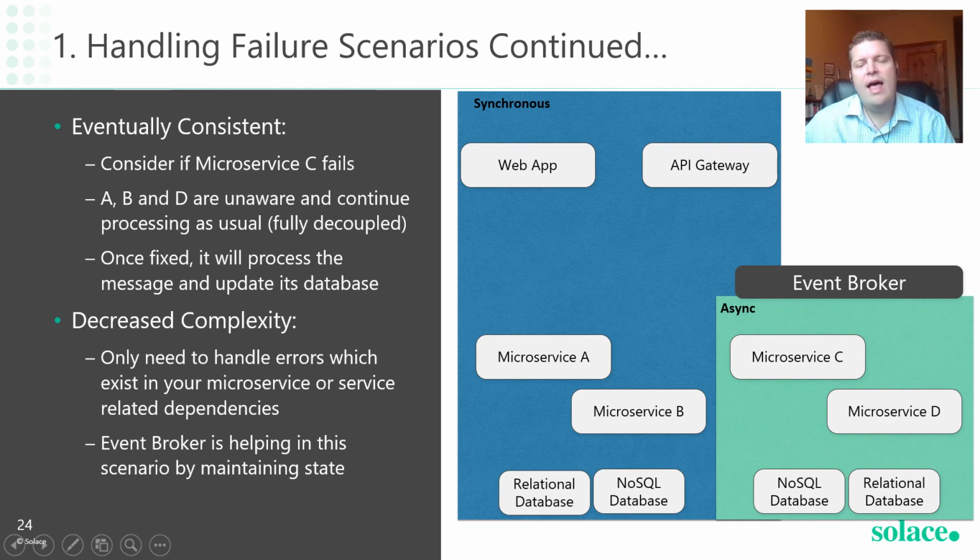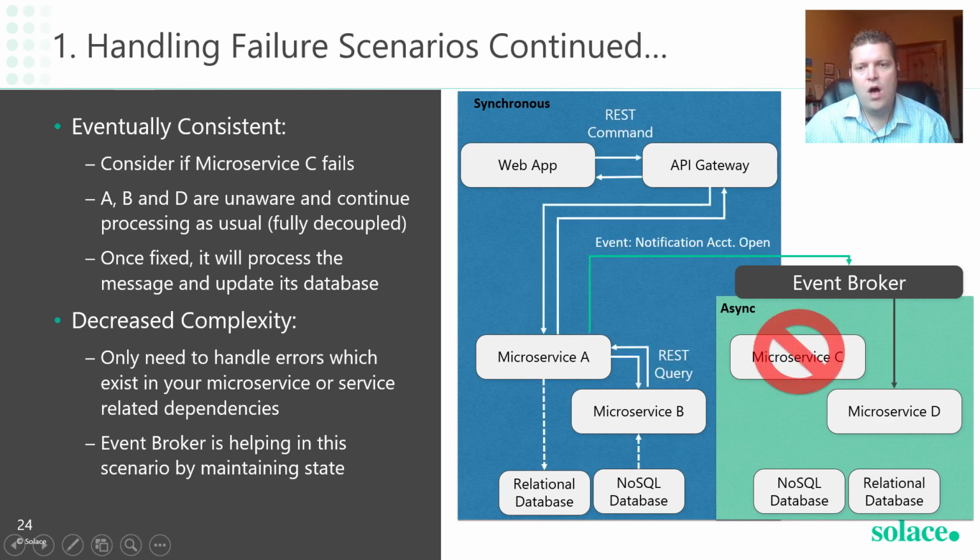So if we apply that concept to our failure scenarios, again, we walk our way through what happens if a downstream asynchronous service like this microservice C were to fail. Essentially, when that service comes back online or there's another instance, that message will be redelivered to the service so that it's properly processed and, again, eventually consistent. All the other services in this, A, B, and D, are completely unaware and continue to process as usual, which is a big key. And ultimately, it decreases complexity.